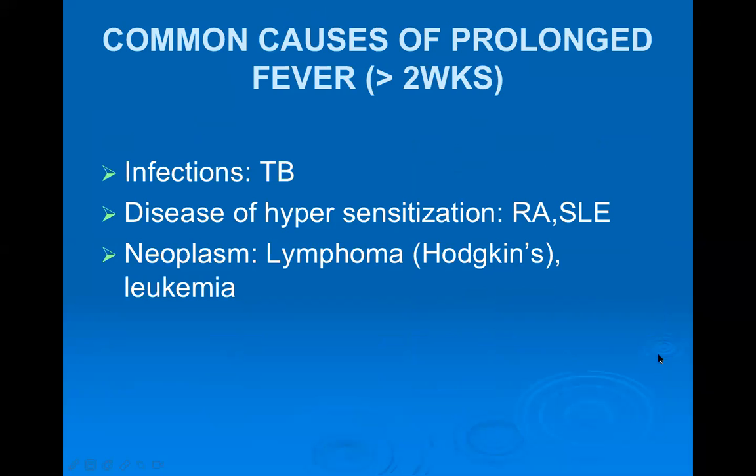Now, what are the common causes of prolonged fever? Prolonged fever means more than 2 weeks duration. See there. Chronic infections like tuberculosis, diseases of hypersensitization. You can include different terms here like autoimmune disease and hypersensitivity reaction, like rheumatoid arthritis and SLE, or other autoimmune disease. Some of the neoplasms like lymphoma and leukemia can also have fever for prolonged duration.